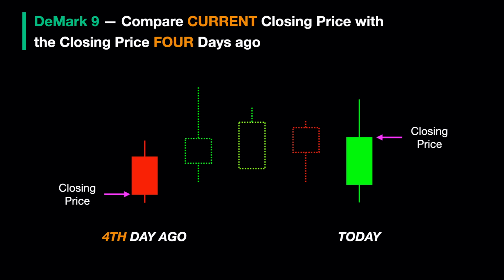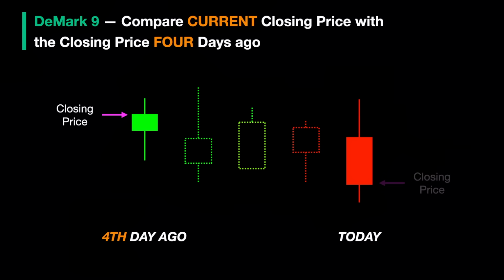This is how DeMark 9 works. It compares the current candlestick's closing price to the closing price of the candlestick 4 days ago. If the current closing price is higher than 4 days ago, it will be considered bullish and it will be marked with a green number. On the other hand, if the current closing price is lower than 4 days ago, it will be considered bearish and it will be assigned a red number. The number shows how many days in a row the market has closed above or below the price 4 days ago. And the most important number we're looking for is number 9.